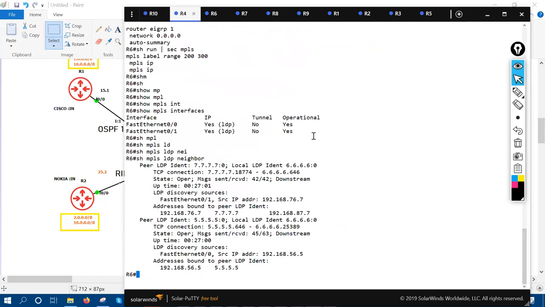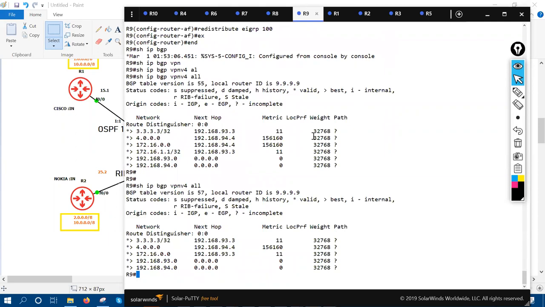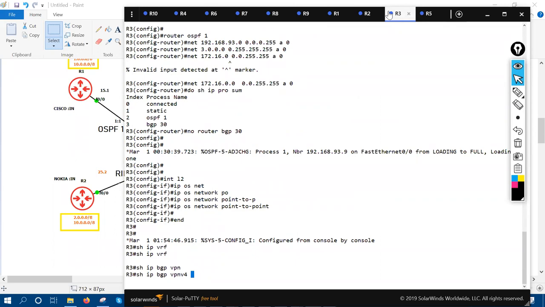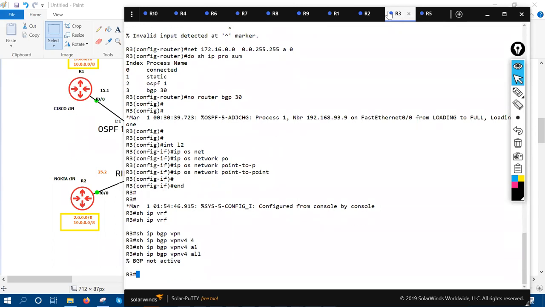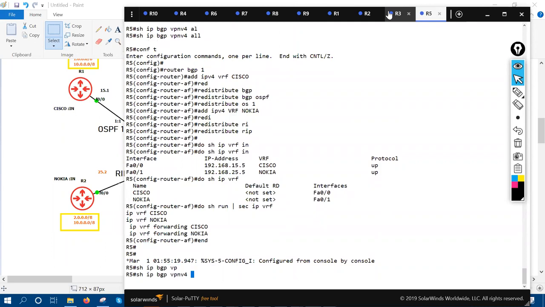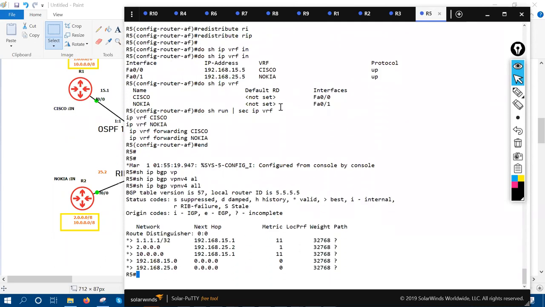Can you see the difference in the output, previous and after? Between route distinguishers here. I don't see 1.1/32 there. They go right on R3 as well. Sorry. I'll show you the difference, one minute.